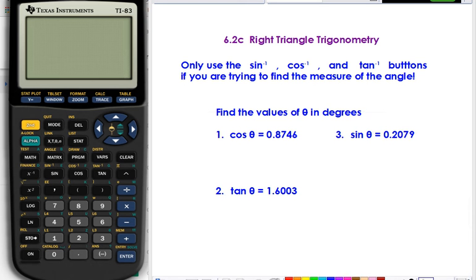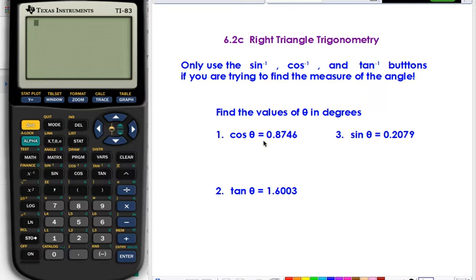In all of the problems that we've done so far this week with right triangle trig, we have always known the angle, and we've used the calculator to find the measure of a missing side. Today, what you're going to do is actually use the calculator to find the angle when we know two sides.